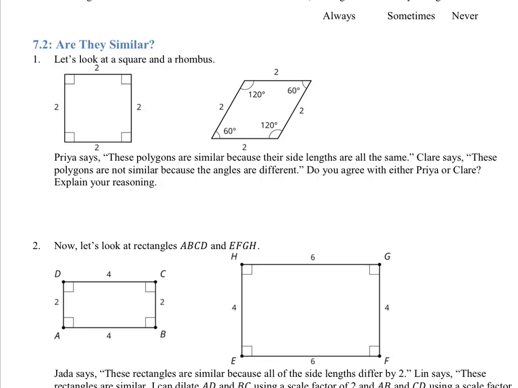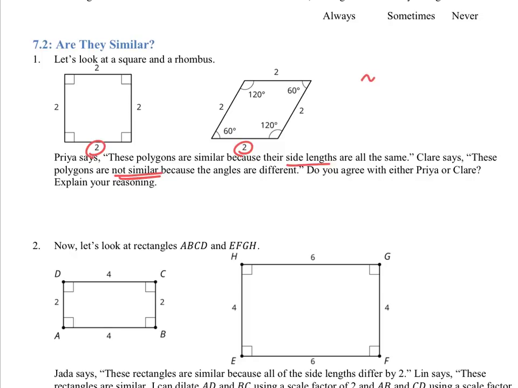Taking a look at the 7.2 activity, are they similar? Let's look at a square and a rhombus. Priya says these polygons are similar because their side lengths are the same, which they are. We have 2 and 2 all the way around the figures. Claire says these polygons are not similar because the angles are different. Who do you agree with, Priya or Claire? Explain your reasoning. To be similar, we do need to note two things.